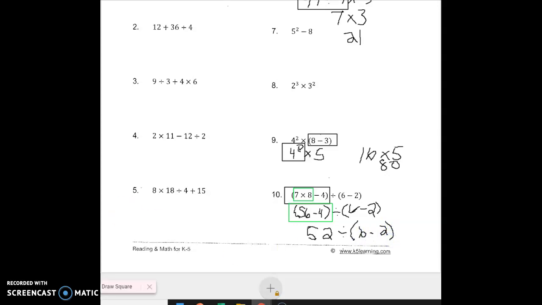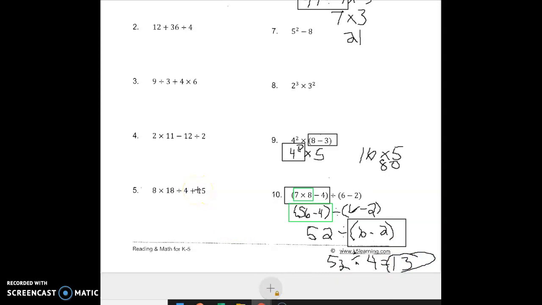So ask ourselves, do we still have parentheses? Yes, we do. We still have this 6 minus 2. So you have to do that first. 6 minus 2 is 4. Then I still have my divide sign and a 52. And your last step would be 52 divided by 4, which would then give us 13. So your final answer here would be a 13.